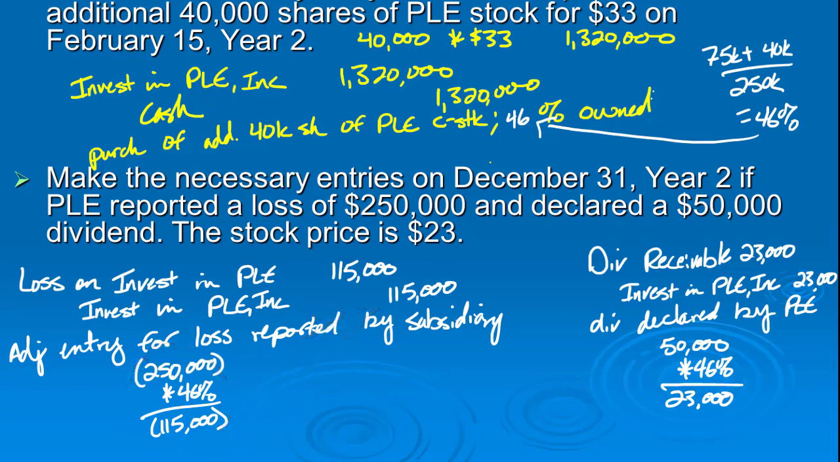In addition, they declared a dividend. Now, if you remember from an earlier discussion, a dividend declared is legally binding, which means even though they haven't sent me a check, they're going to have to. So I'm going to record a dividend receivable for that $23,000. That's my share of the $50,000. And I'm going to reduce, again, my investment in PLE because I've moved that from one asset account to another, out of my investment in PLE into dividend receivable, just like they've moved it out of retained earnings and into dividend payable.